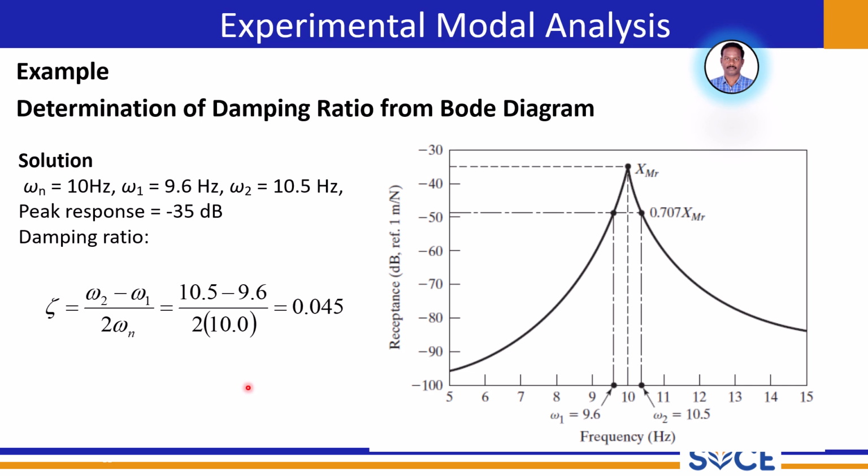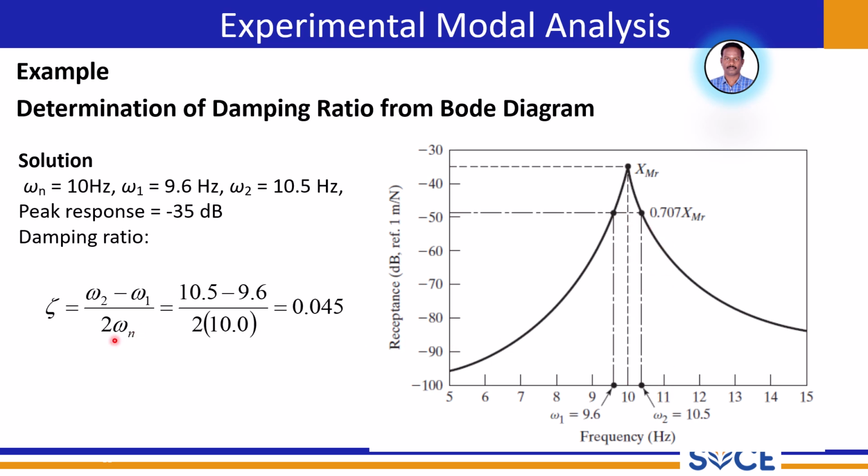To determine the damping ratio, we have to use the half-power bandwidth method. This involves finding the frequencies omega 1 and omega 2 on either side of the natural frequency, where the magnitude of the response is 3 decibels lower than the peak response. The peak response here is 35 decibels. So we look for frequencies at approximately 32 decibels. From the graph, these frequencies are given as 9.6 Hz and 10.5 Hz.